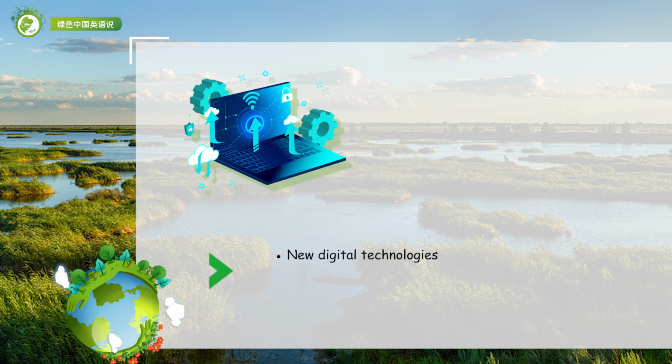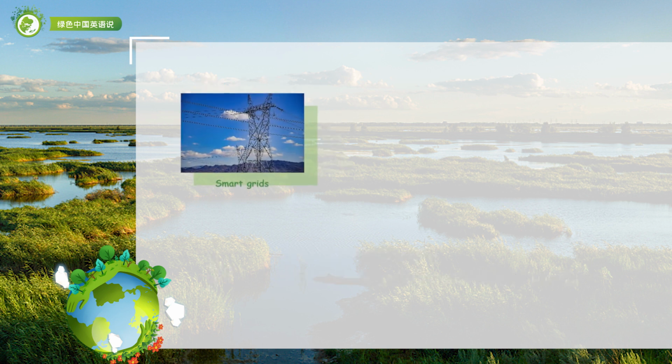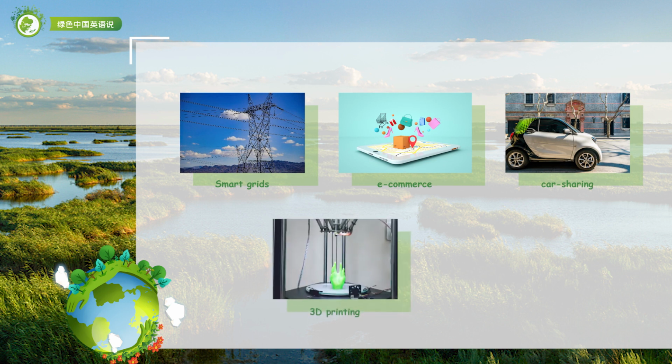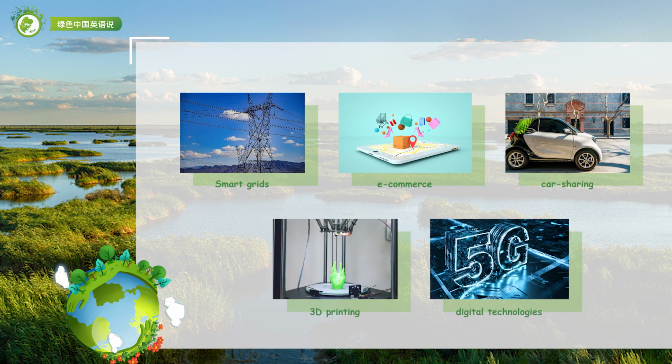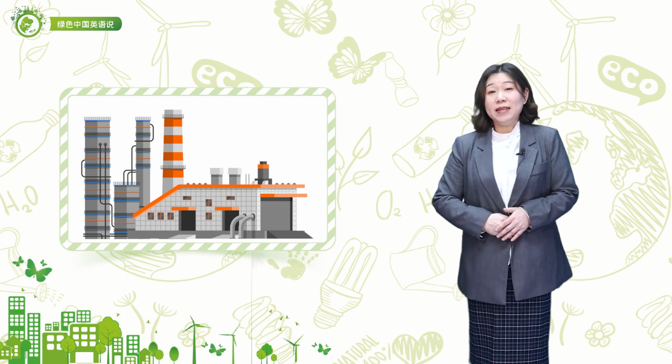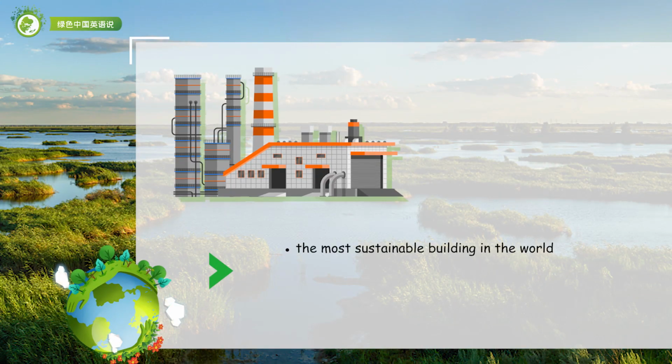New digital technologies are critical tools to combine high production with low environmental impacts. Smart grids, e-commerce, car sharing, 3D printing, and other digital technologies combined with modern materials offer the potential of more for less in terms of environmental impacts. Let's take a look at two examples in industry. One is the most sustainable building in the world, and the other is China's Green Logistics Company.